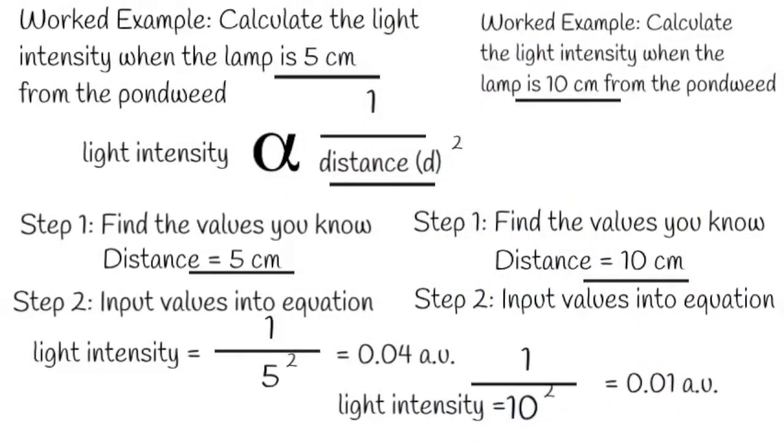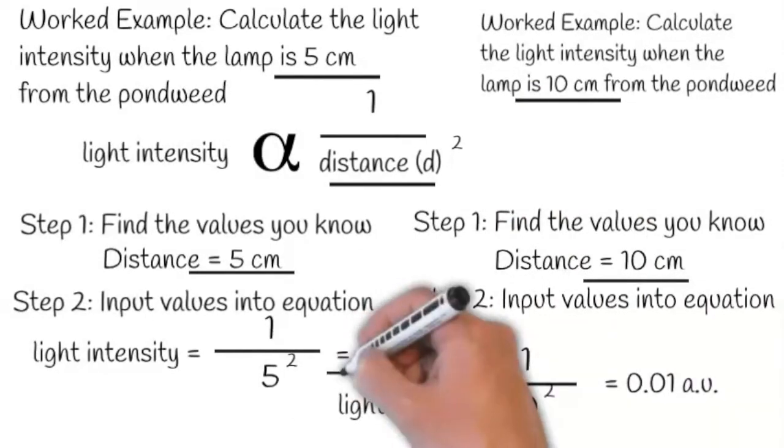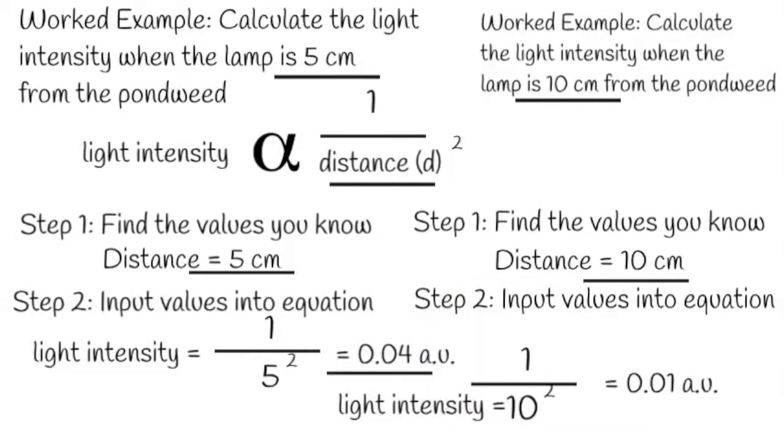Now it's important to note here that we have 5 centimeters and here we have 10 centimeters, so the distance has doubled. And here we have 0.04 as our light intensity, and here we have 0.01 as our light intensity. So you can see from these numbers that if you double the distance, the light intensity will be 4 times smaller. And if you treble the distance, the light intensity will be 9 times smaller.